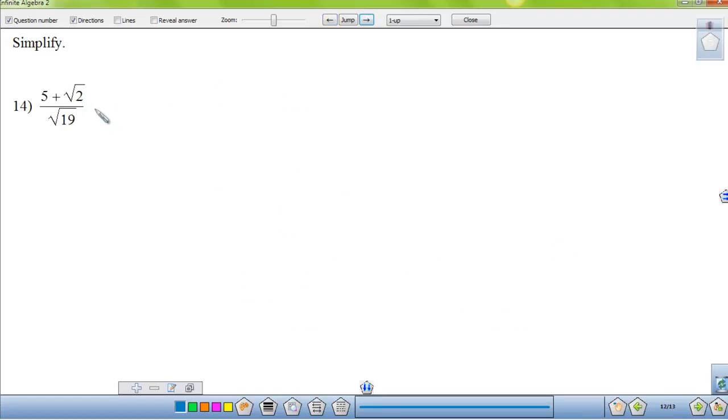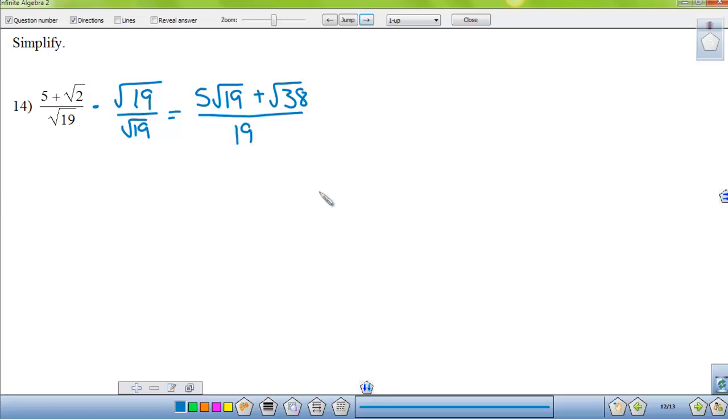And so in this one again, our form of 1 is going to be the square root of 19 over the square root of 19. It's called rationalizing the denominator again. And this gives me 5 times the square root of 19 plus the square root of 38. I'm going to put that all over 19. And that would be my final answer. There's nothing that I can possibly do to simplify that anymore.